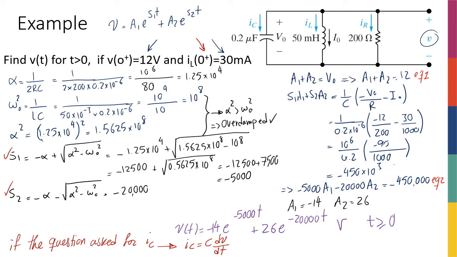Okay, so this was for the overdamped situation. In the future slides, we're going to be talking about how the solution is going to be different for the underdamped and the critically damped situations, and that is when we're done with the natural response of parallel RLC. Then we have to talk about the step response, and then we have to talk about the same stuff for the series circuits.